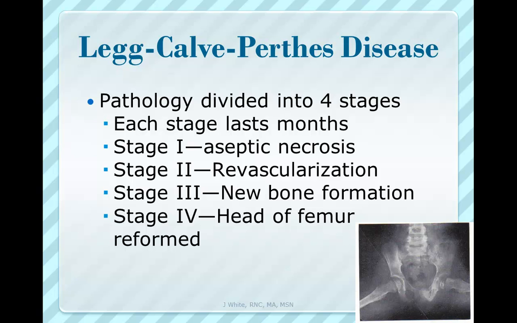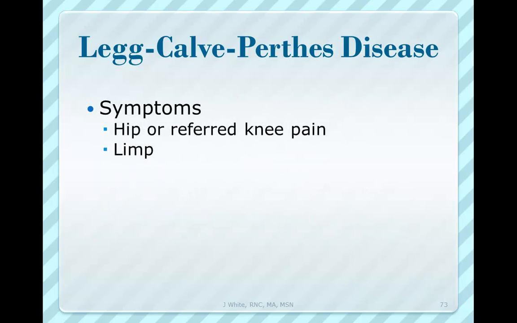This says 4 stages. I think of 3. Don't get upset whether you want a 3 or 4. Each stage lasting about a year. So there's that period of a year where the blood supply is dying off and the bone is dying off. Then you have the stage where the bone is returning, and finally you have the formation of a new head of the femur. So about 3 years.